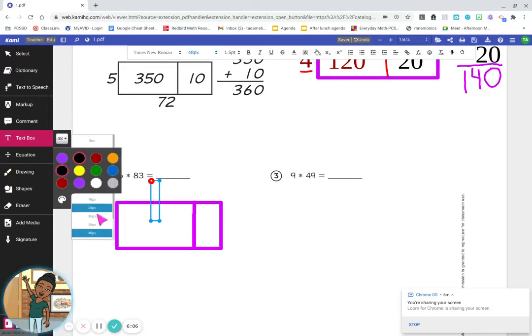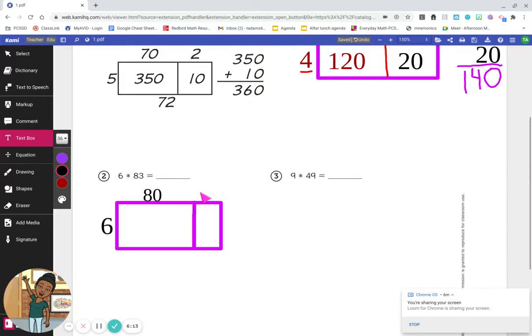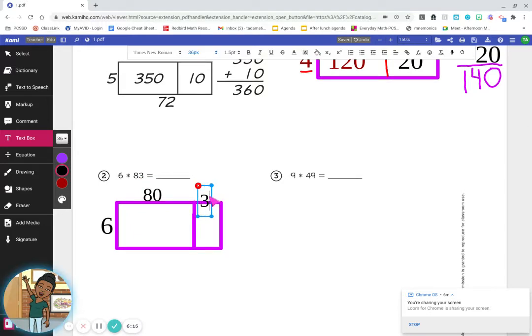I'll make this a little smaller this time so it doesn't run against it. 80. And 3. Make sure that you're putting your numbers up top in the right order because we have 10s and 1s. Make sure that these numbers are in order. That's very important, especially as our problems get longer. We have more digits, so make sure that you have your 10s first and then your 1s. You with me so far? Yes, no, maybe so?